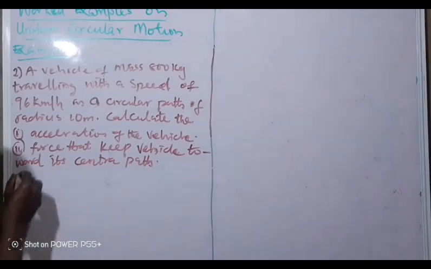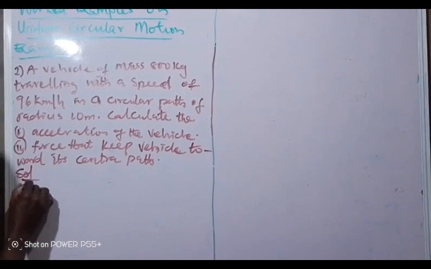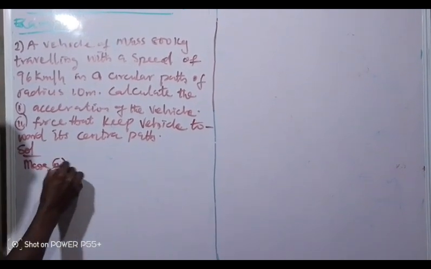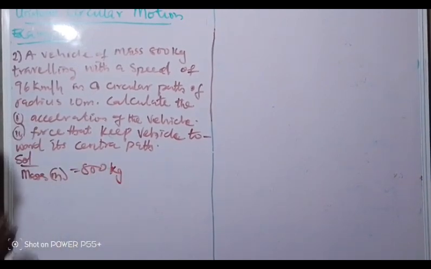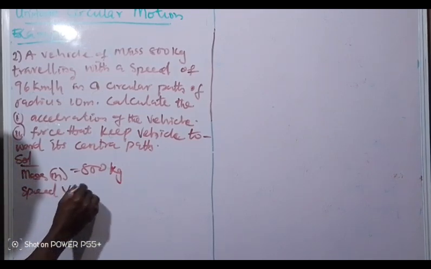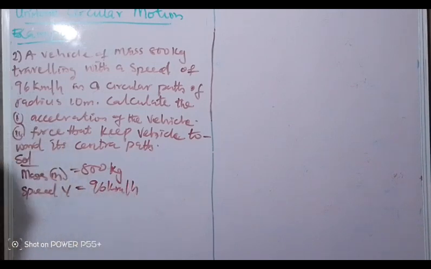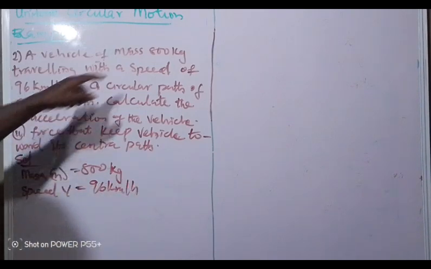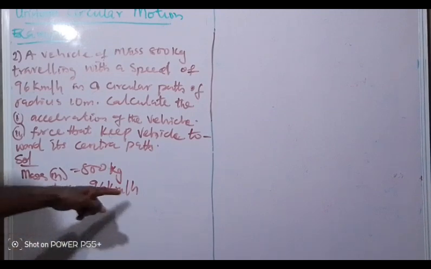Now let's list out the parameters. Solution. Mass of the vehicle is given. Mass M, 800 kg. The speed V is equal to 96 km per hour. So mark you, the mass is in the correct unit, radius is in the correct unit, but speed is in kilometer per hour. We need to convert it to meter per second.